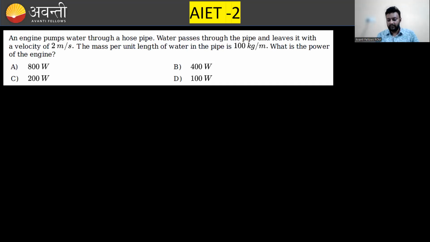Okay. This is again a very good question. What it says: an engine pumps water through a hose pipe. Nothing special in that. Water passes through the pipe and leaves it with a velocity of 2 meter per second. The mass per unit length of water is given. What is the power of the engine?